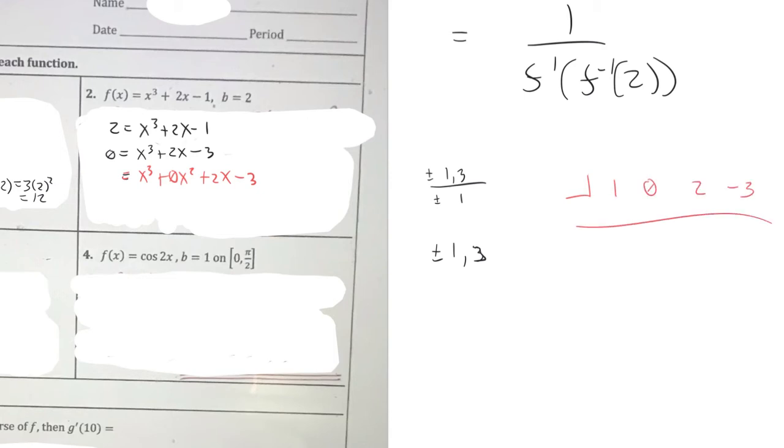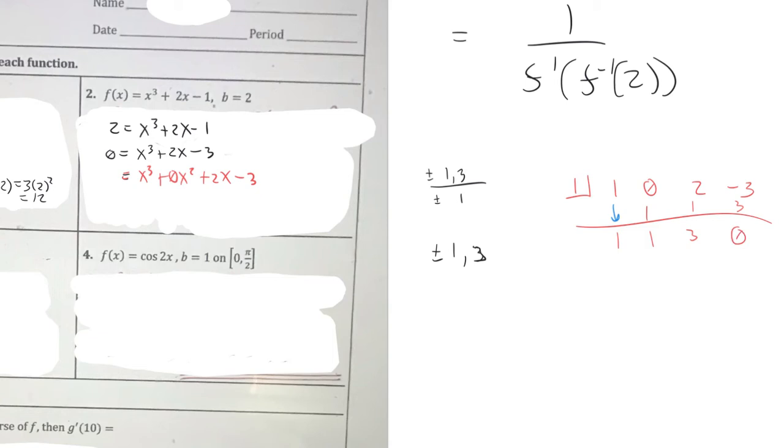Then what you do is plug in the potential rational roots. Let's start by plugging in 1, because that's easy, right? So how does this work? You bring that 1 down. Then you have 1 times 1, which is just 1, and you add 0 plus 1, which is 1. Then 1 times 1 is 1, and you add 2 plus 1, which is 3. Then 1 times 3 is 3, and you add -3 and 3, and that's 0.